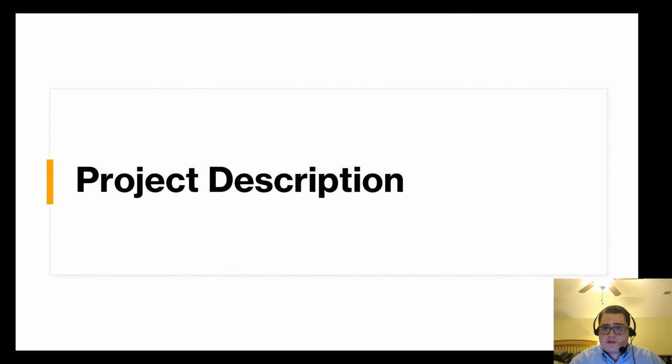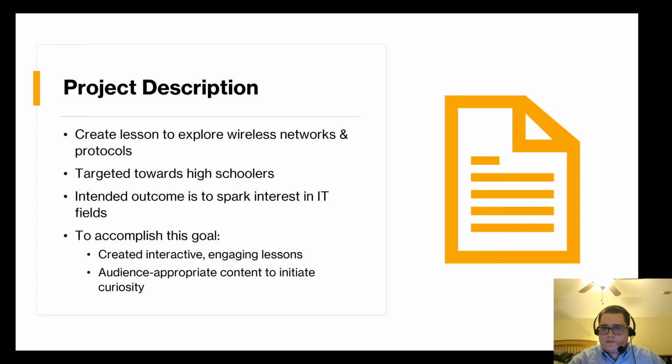To begin, we'll start with the project description. And the project description just kind of goes over what the project was about. This project was to create a lesson, or in this case, a series of lessons, to explore wireless networks and protocols. The lessons were targeted towards high school students, and the intended outcome was to spark interest in the IT field. To accomplish this goal, many lessons were created, and each featured creative, interactive components, and these were created to be audience appropriate and to initiate curiosity in the field.